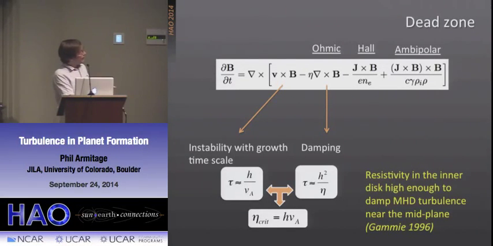So Gammie, now almost 20 years ago, made this kind of argument and showed that in the inner disk, so if we consider certainly the terrestrial planet-forming region, the resistivity we expect based on the non-thermal ionization should easily be high enough to damp MHD turbulence near the midplane. So near the midplane, where the non-thermal ionizing sources can't penetrate, the resistivity will be high enough to really wipe out any MHD processes going on there.